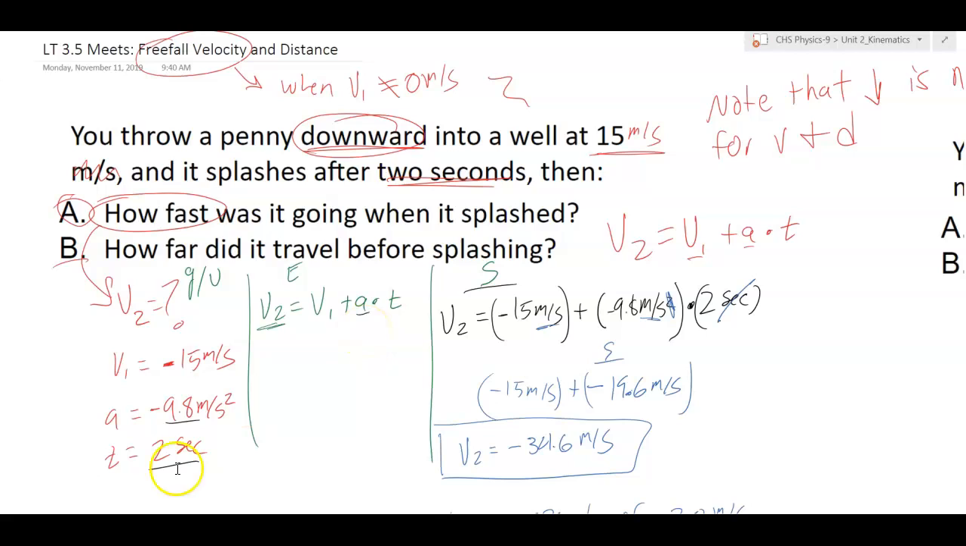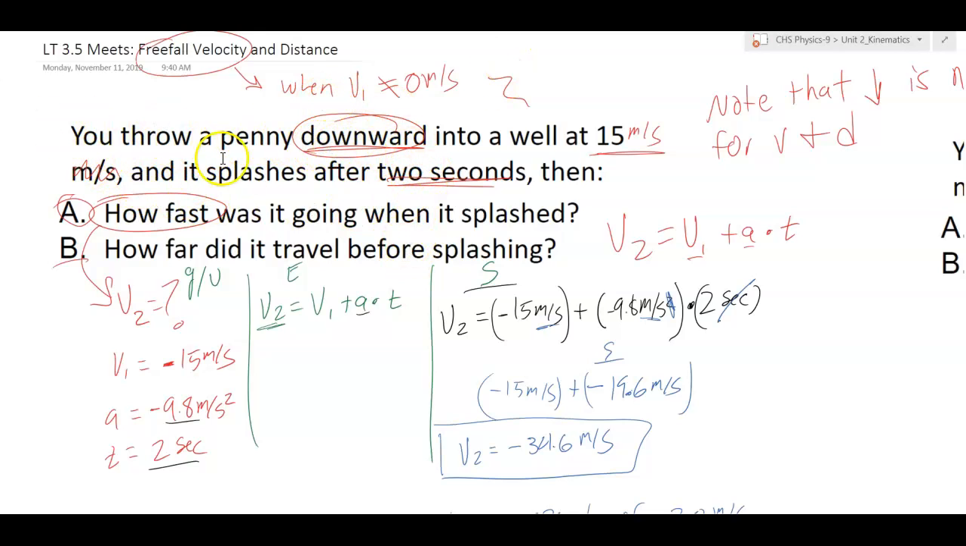It's Mr. Basil once again, and we're going to be talking about learning target 3.5, the meets level. The previous video we went over freefall velocity, and this time we're going to be going over freefall distance. And the meets level, the main thing that's going to differentiate that from the basic level is when the velocity at the beginning, the starting velocity, is not equal to 0. So it could be moving up, could be moving down, whatever.